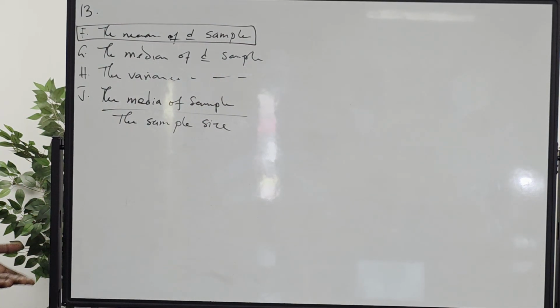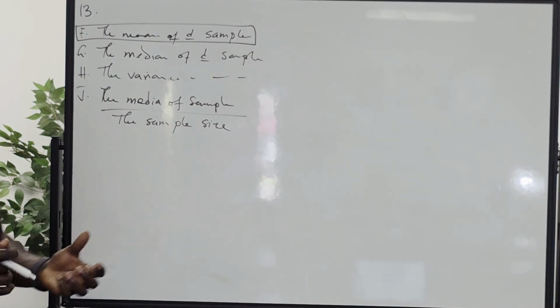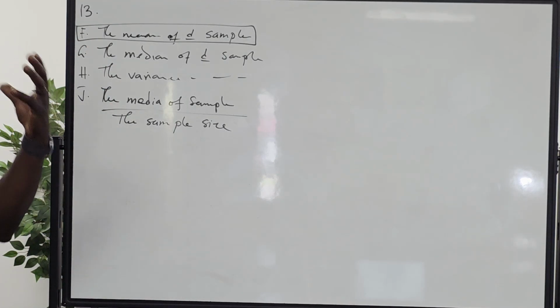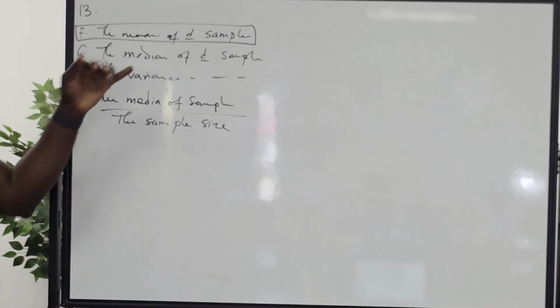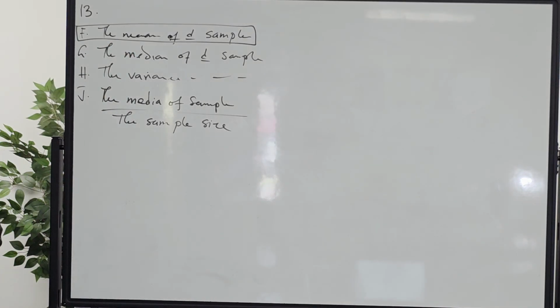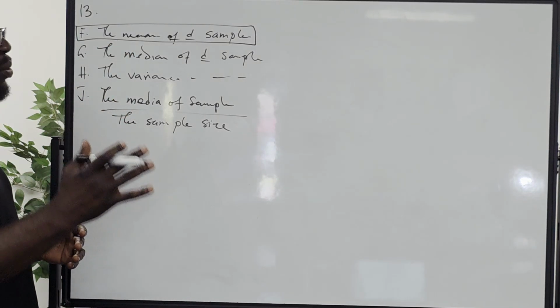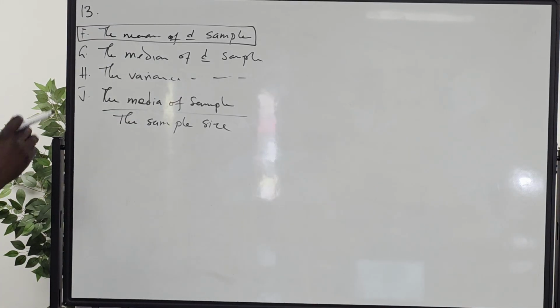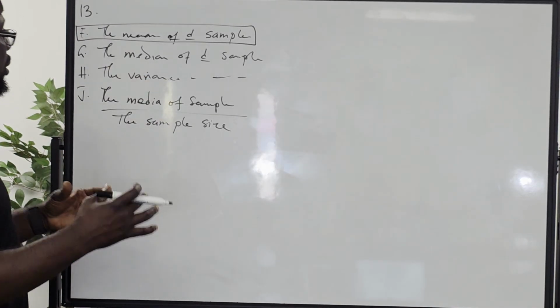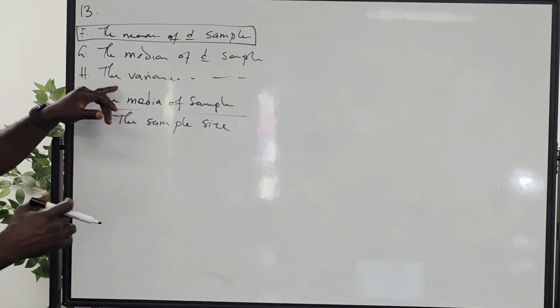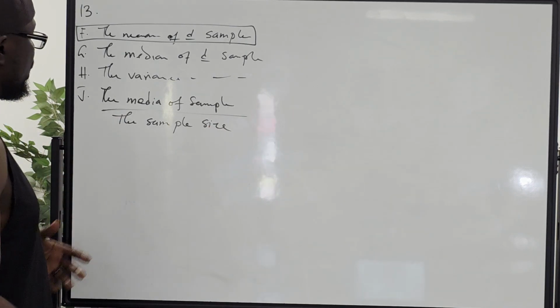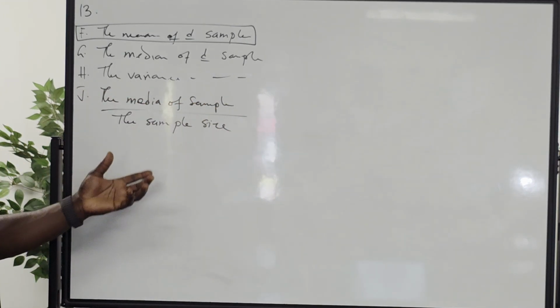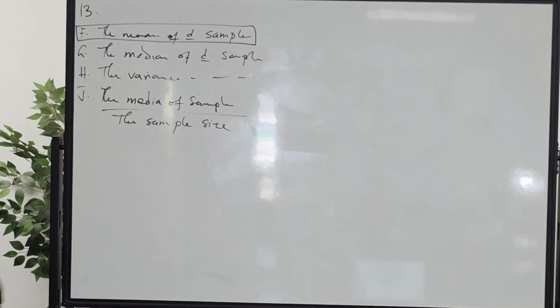Calculate the mean of the sample, and use that as an estimate of what the population mean is. If you use the median, you're not going to get the answer, because the median is just the middle number, not the mean. The variance is the spread, and that formula is not going to give you the mean. So the answer here is F, the mean of the sample.